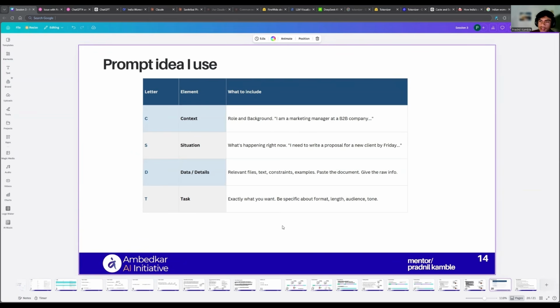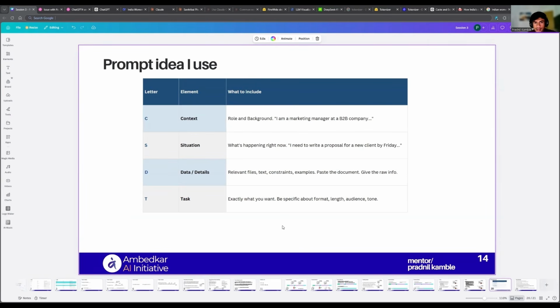But coming to the end, what we have realized is that context is very important. Even for us to guess the next word, we need context. So that's why context is important, situation is important for us to really dictate the context. Then data is important, task is important for even us to understand what's going on.